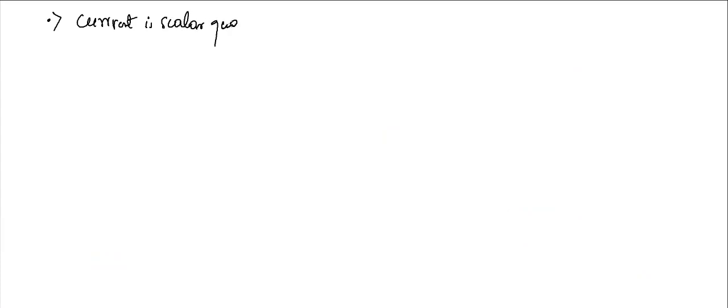Current is a scalar quantity. Why is it a scalar quantity? Because it doesn't follow the vector law of addition.